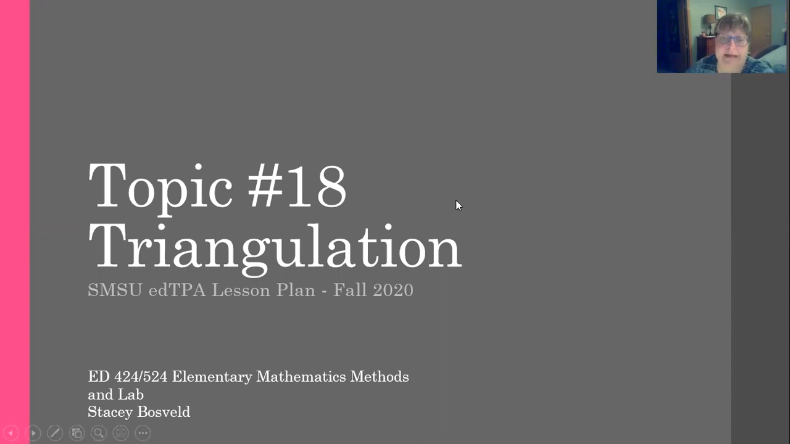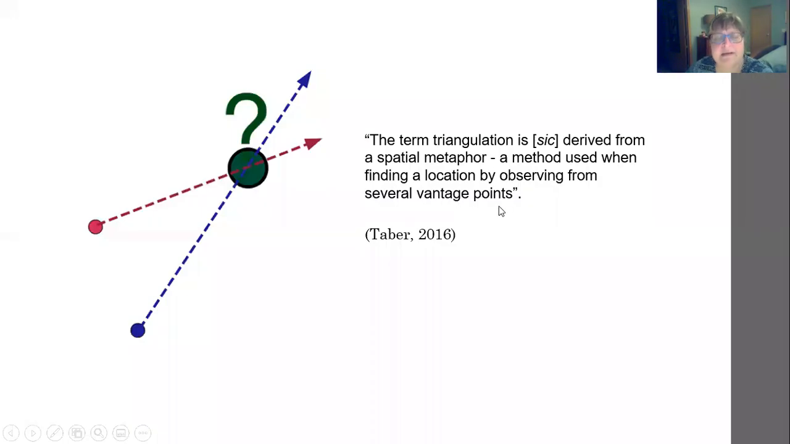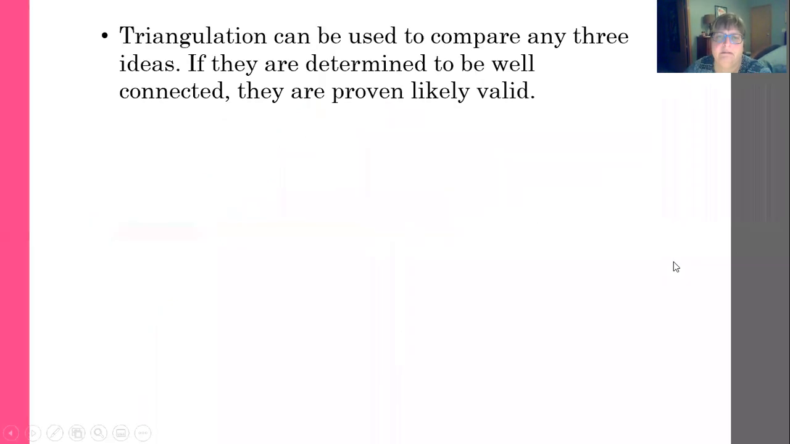Triangulation, as you might imagine, has to do with triangles. Originally, the term comes from surveyors trying to find a specific location by comparing more than one point. Triangulation can be used to determine or compare any three ideas.